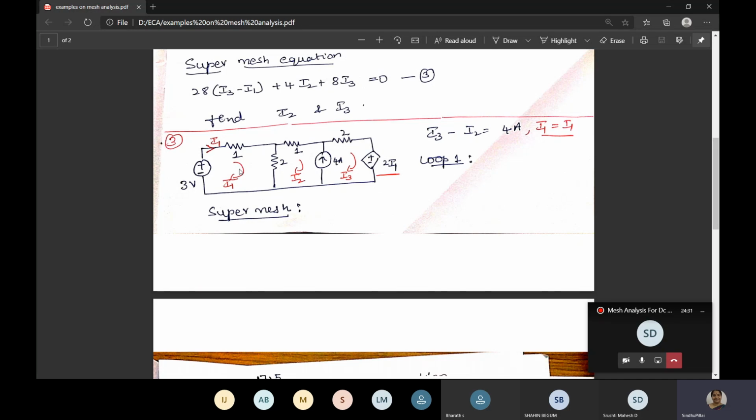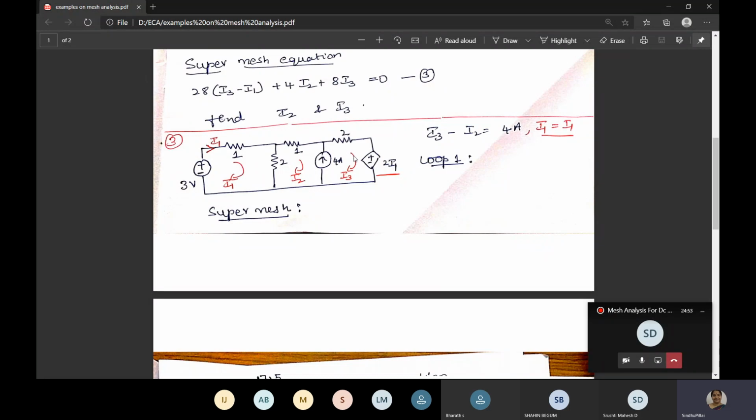So write the equation for loop 1. What is the equation for loop 1? I have not written it here, so listen to me. It is minus 3, because it is entering the negative polarity. So it is minus 3 plus 1 into I1 plus 2 into (I1 minus I2) is equal to 0. This is your first equation.